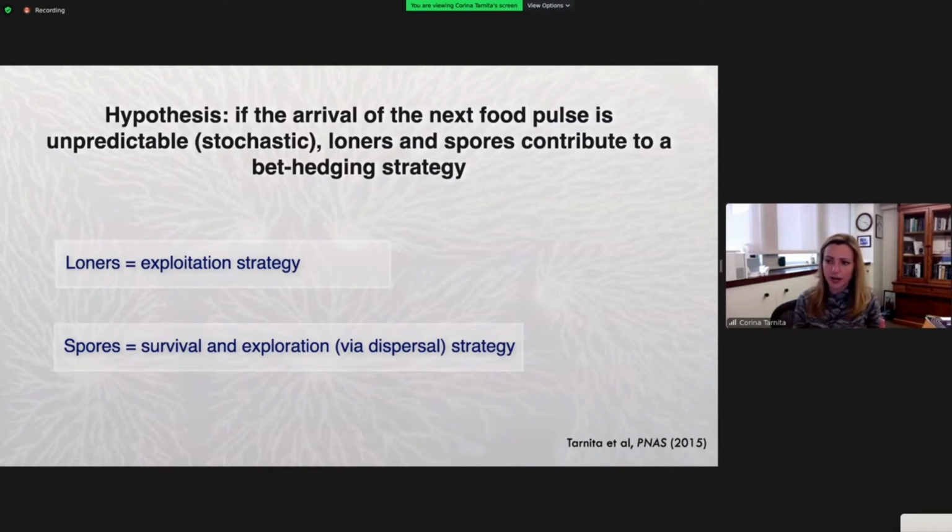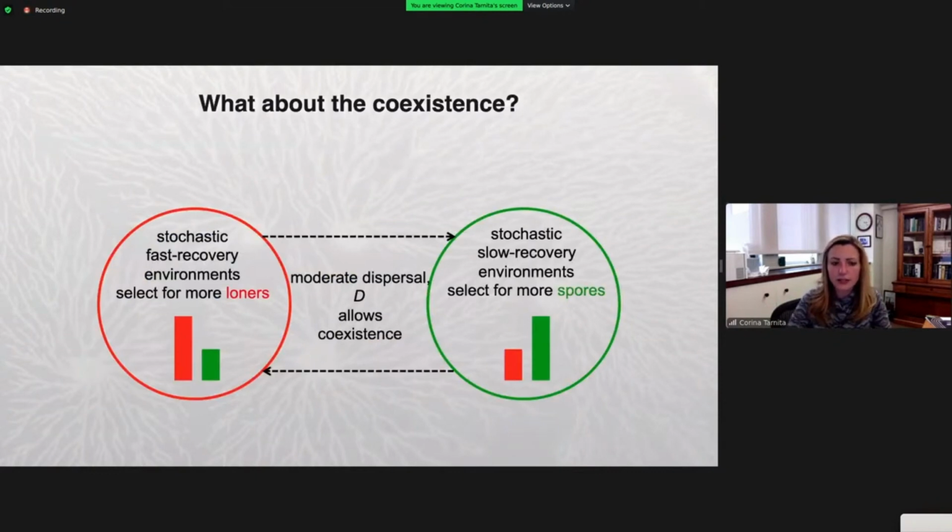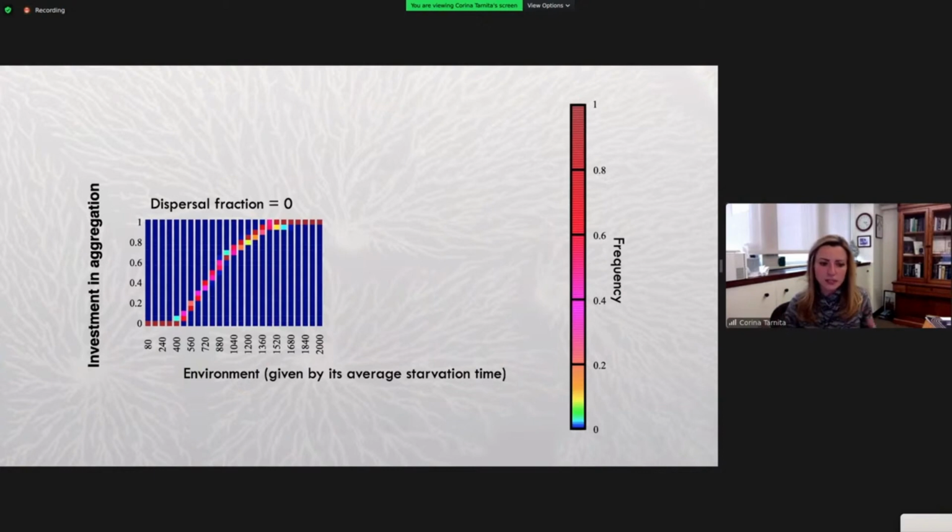If you live in an environment that is sufficiently unpredictable, a stochastic environment, then it might pay off to leave behind some loners that could eat the food whenever it comes back, but also invest some in the spores, because that's your survival and exploration strategy via dispersal. And then the idea would be that coexistence could be ensured by a moderate dispersal between patches of the forest that might have conditions that are a little bit better on average versus conditions that are a little bit worse on average. So this was a simple model that we made.